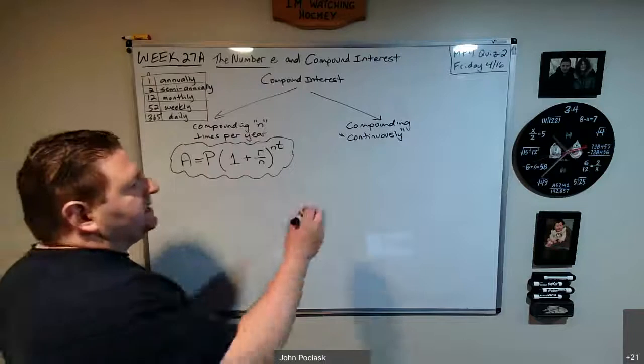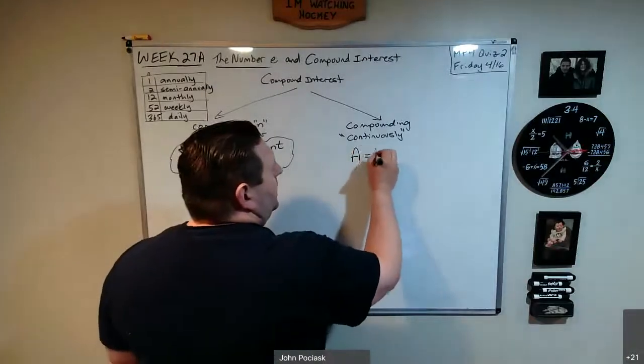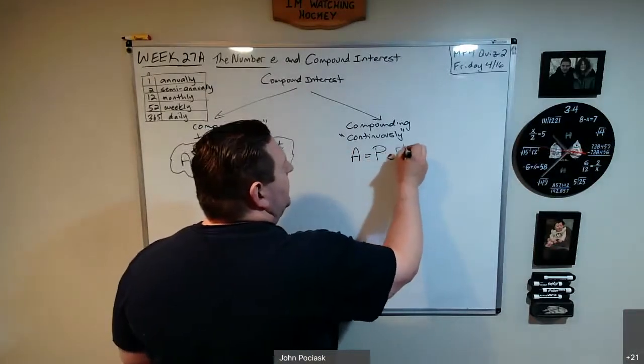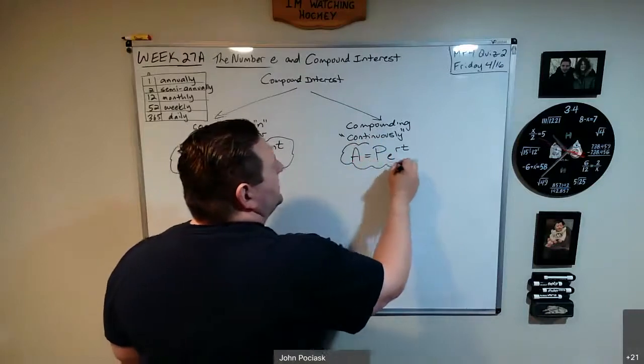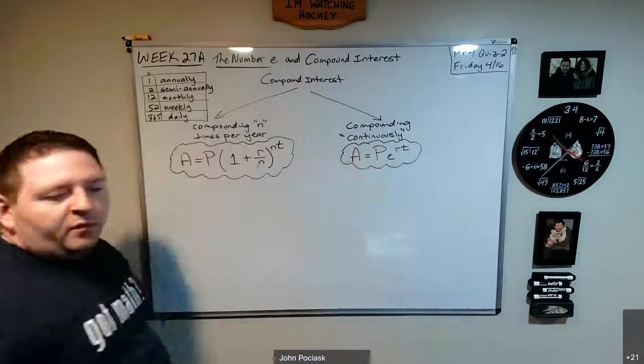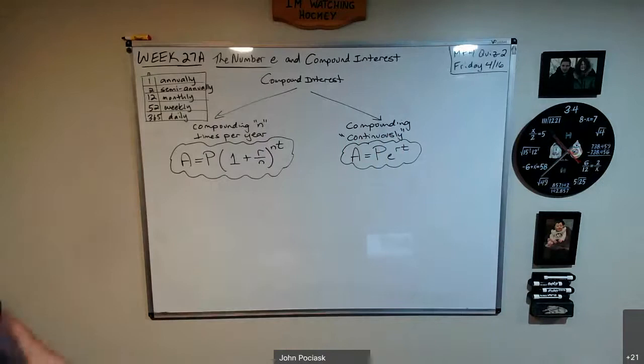Continuously is capital A equals P times E to the RT. So you can see now that E is playing a role in this as well. And it really plays a role in a lot of different applications. Finance is just one thing.